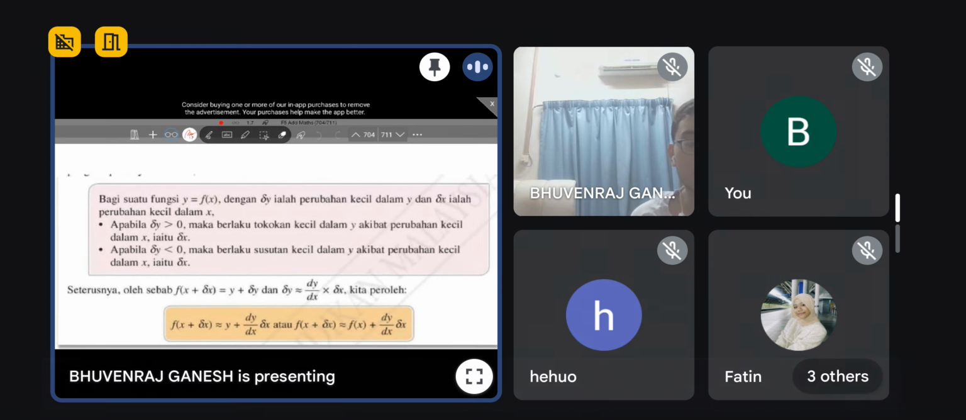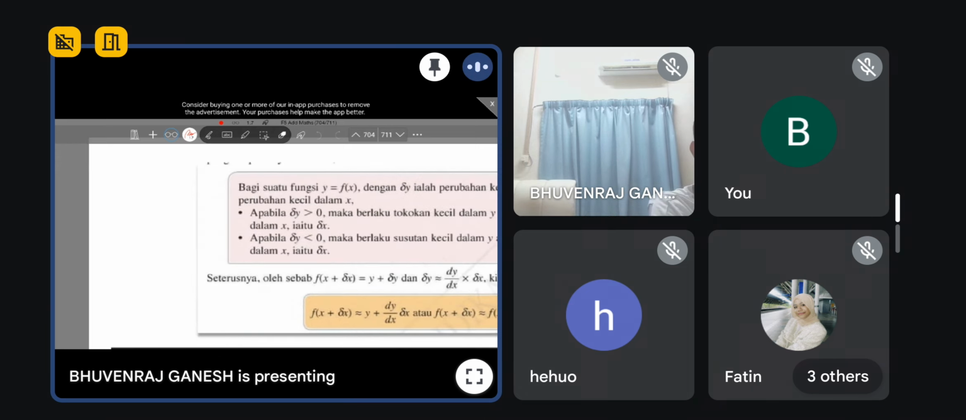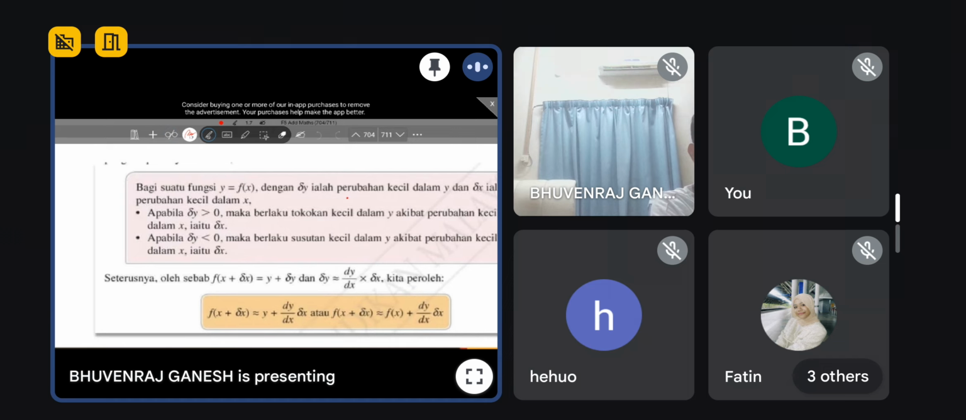So small changes and approximation. Perubahan kecil dan perubahan kecil lah. So guys, to show perubahan kecil, to show approximation, always remember you must use the symbol delta. Delta will show you approximation, ataupun perubahan kecil, small changes.